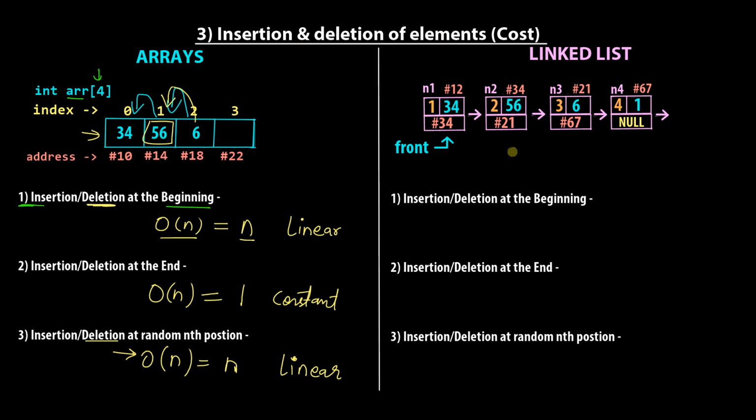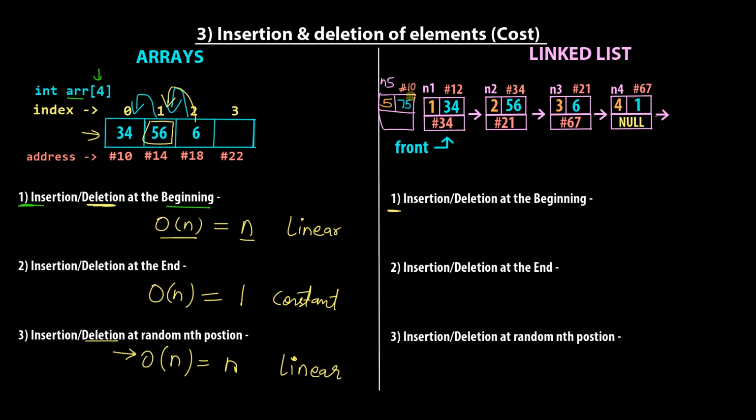Now in a linked list, we already know that nodes can be dynamically added and dynamically deleted at any point, and the size is flexible, which means it can grow and shrink. So talking about insertion at the beginning, the only thing that you have to do is take a new node. Let's say this is n5 with a key value of 5, which is created at address 10 and the data as 75.